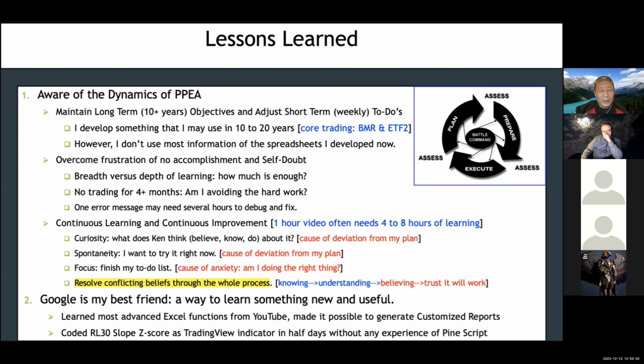Also, I learned the coding of Pine script for the trading review in just half a day. I so badly needed a chart. I wanted to show the charts, but nowhere could I find them. I said, okay, I'll do it myself. So that's why I say Google is my best friend. Whenever I need something, I Google, I listen to YouTube, and finish something really quick.